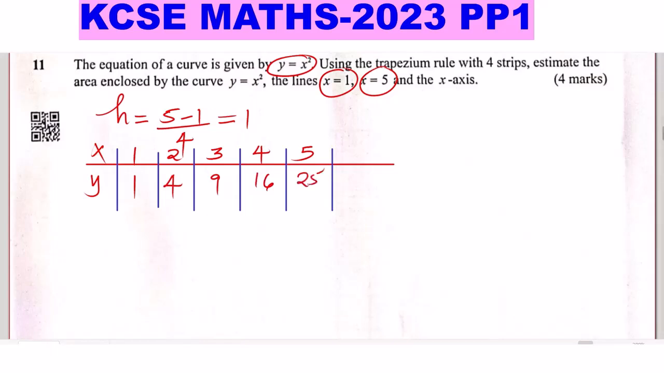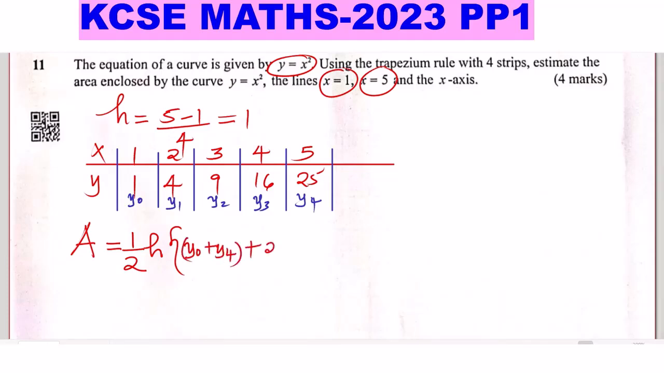So you can call the first value of y, y0. This is y1. This is y2. This is y3. This one is y4. We are using the trapezium rule. The area using the trapezium rule is given by this formula: half the height, then the first, that is y0, plus the last, which is y4, plus twice the middles. You get the sum of the middles, y1 plus y2 plus y3. Those are the middles.